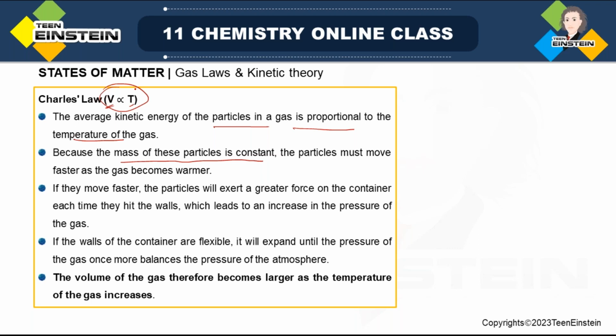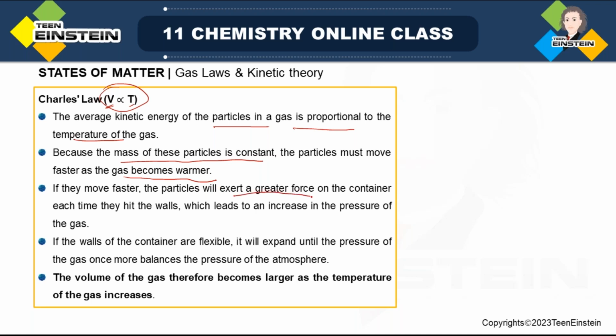So when the mass of the particles is constant, the particles must move faster because now you have made the gas warmer compared to the initial state. How have you done so? You have increased the temperature. So temperature increased, average kinetic energy increased, so obviously the speed of the particles will increase. Okay, so now they are moving faster.